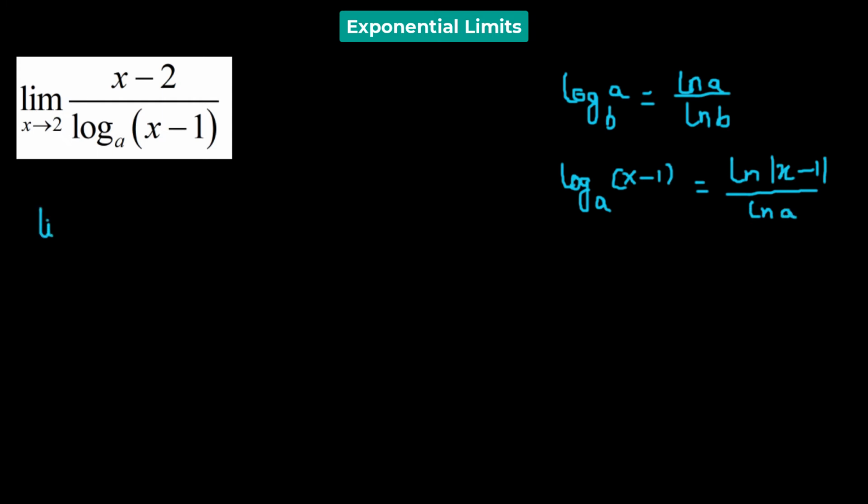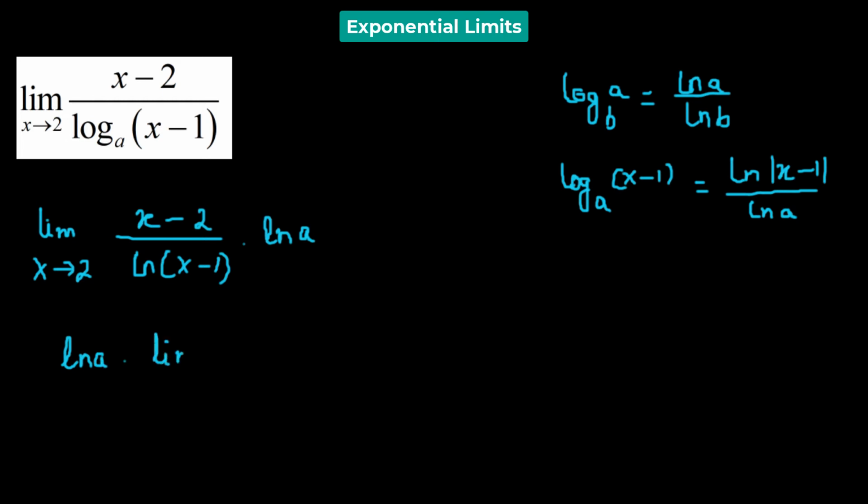So when we substitute this, we have limit x approaching 2, x minus 2 divided by natural log of x minus 1 divided by natural log of a. Now the natural log of a being constant, we can pull it out of the limit. So we have limit x tends to 2, x minus 2 divided by log of x minus 1. Now from the previous question, we found that this limiting value is going to be equal to 1. So we have natural log of a as the limiting value of this particular function when x approaches 2. Let's go to the next problem.